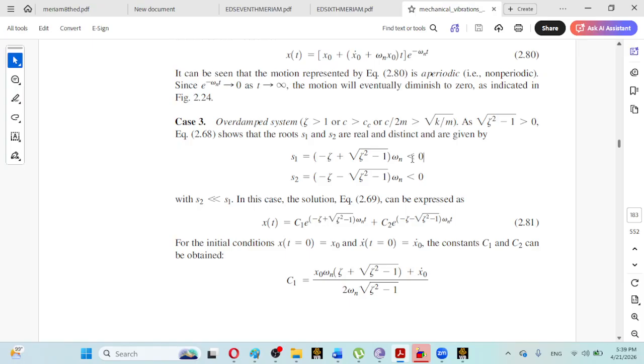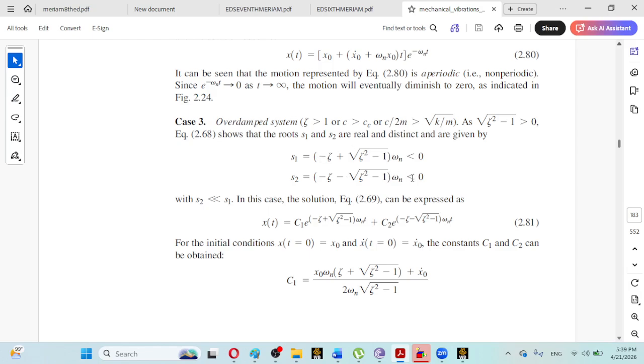And for this case again both roots are negatively summed up, so this will always be negative. So whatever value is selected for the damping factor, and the value must be greater than 1. Remember, the value must be greater than 1, so both roots will be negative.